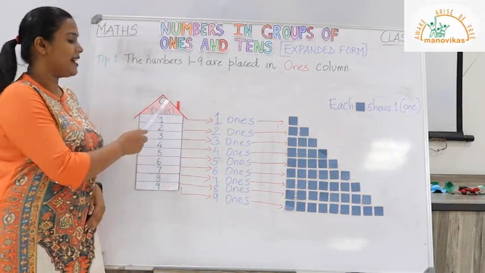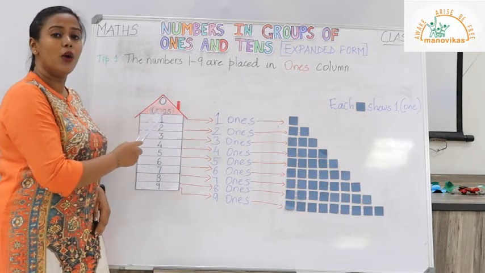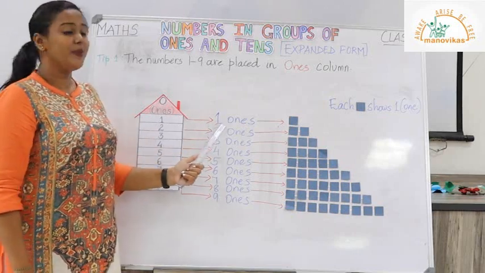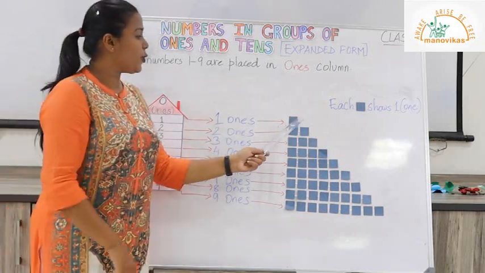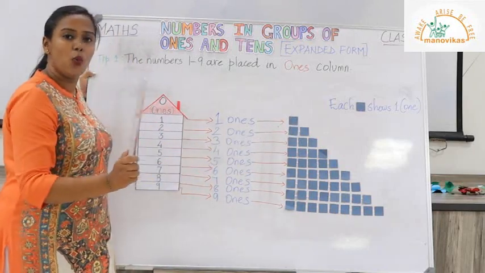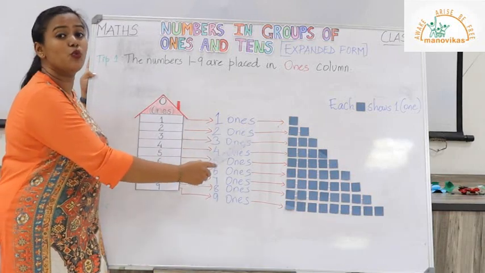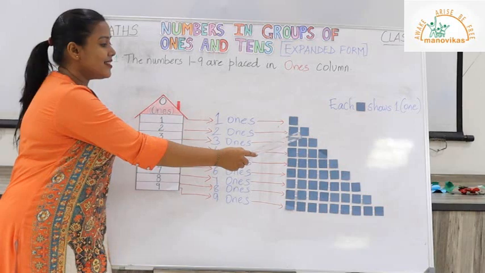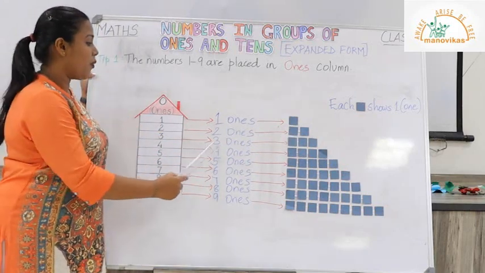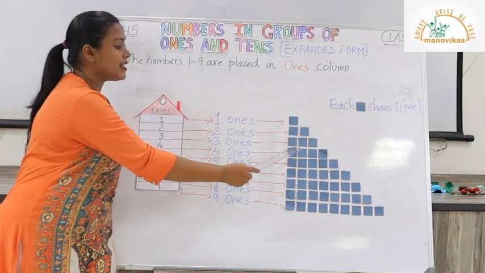And ones we can write as O, which shows us place value as ones. So here we have 1, which means 1 one, and here you can see just one square, which means it is showing just one number. Next we have 2, which gives us 2 ones, and as you can see, there are 2 squares. Next we have 3, which will give us 3 ones. And here you can see 3 squares.